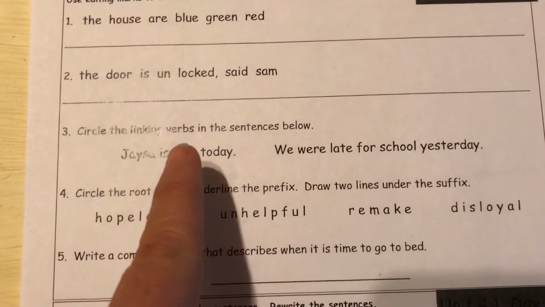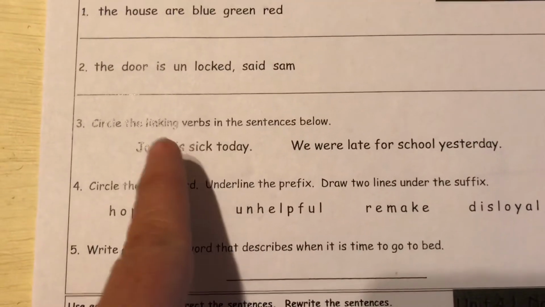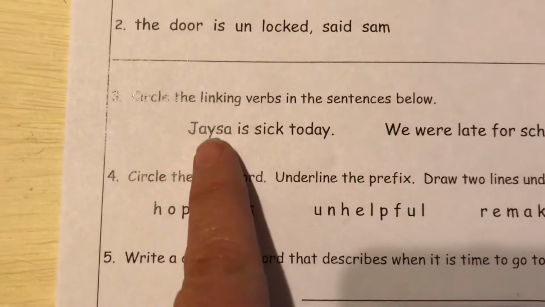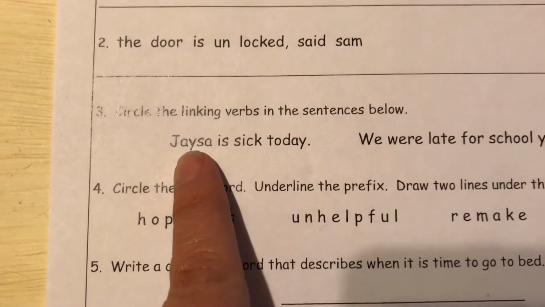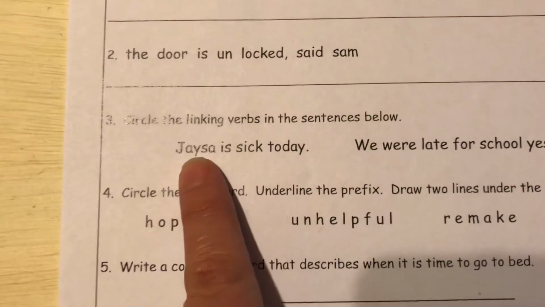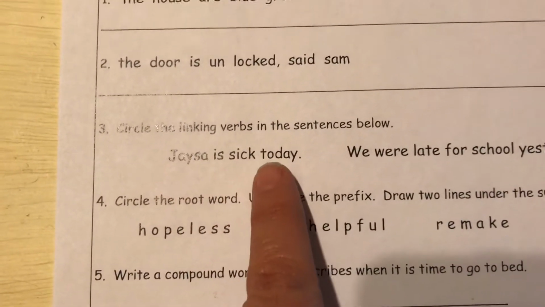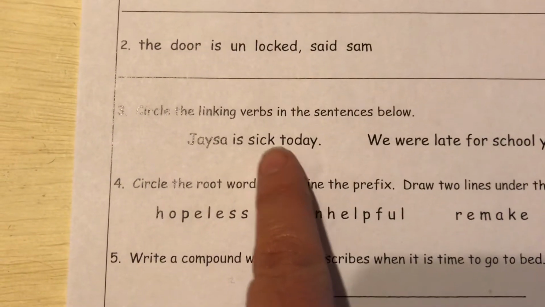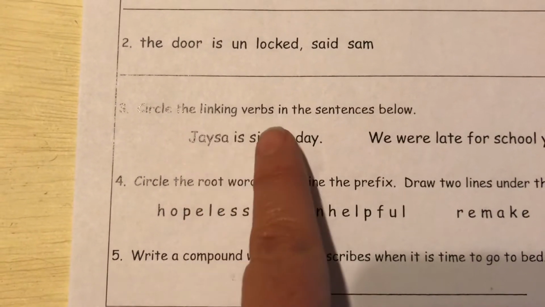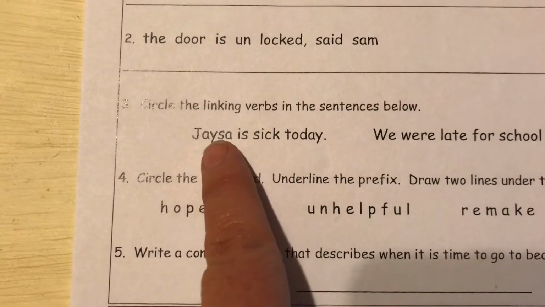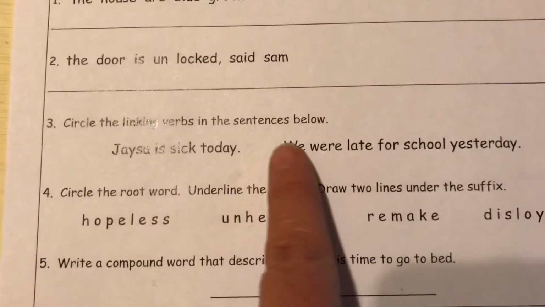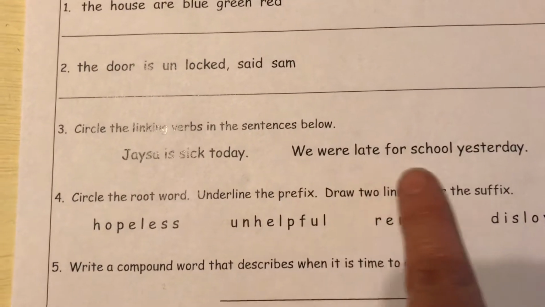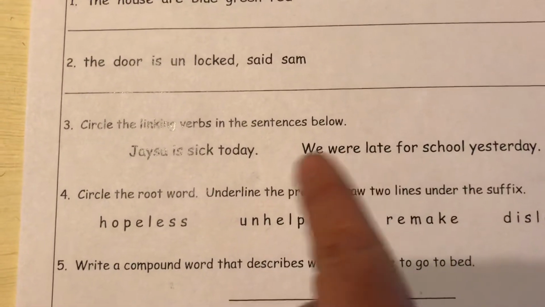Okay, a linking verb. Before you start, I'm going to talk to you about the linking verb to remind you. A linking verb connects the subject, which in this case, Jasa would be the subject because it's the beginning of the sentence. So it links the subject to the rest of the sentence, giving information about the subject. So Jasa is my subject. Is is linking Jasa to being sick today. Okay, so here my subject is we. There's a word linking that we are late for school yesterday. So what's the linking verb?